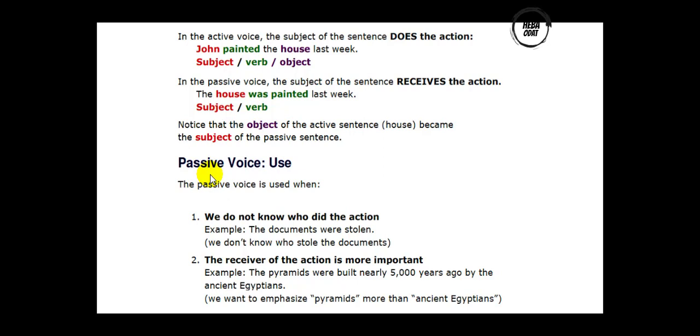Okay, so why do we use the passive voice? We use it for many reasons. It could be that we use it because we don't know who did the action, or that the receiver of the action is more important. For example, the documents were stolen. We don't know who stole the documents, so I don't mention the subject. Or the pyramids were built nearly 5,000 years ago by the ancient Egyptians. What is more important here, the pyramids or the Egyptians? It is the pyramids. It is the object, and that is why I started the sentence with it, and then I used the passive voice.